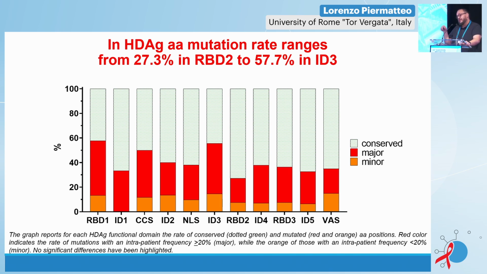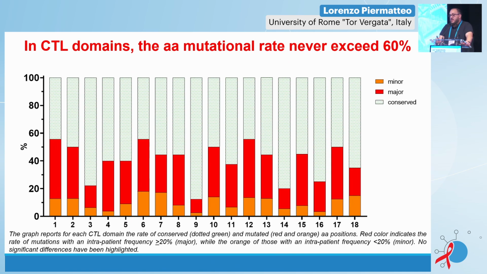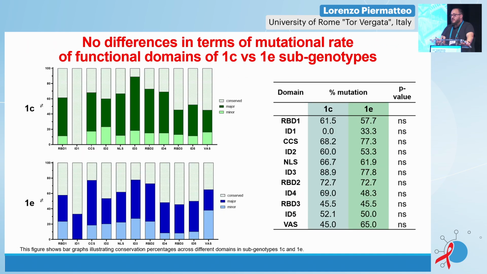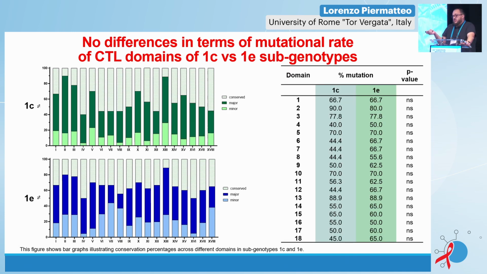in the different domains and interdomains, from 27 to 58%. The same fluctuation was observed for the CTL domains, but with a rate that never exceeded 60%. By stratifying the population according to the two most abundant subgenotypes, we did not observe any differences in mutational rate in the functional domains of the delta antigen between subgenotype 1C and 1E, and the same for the CTL domains.